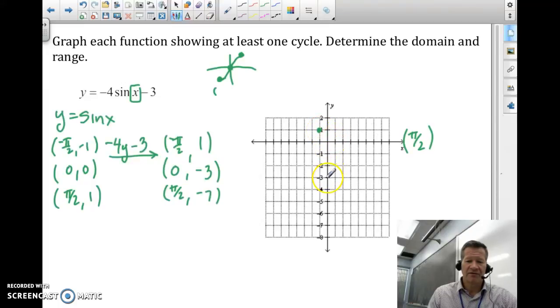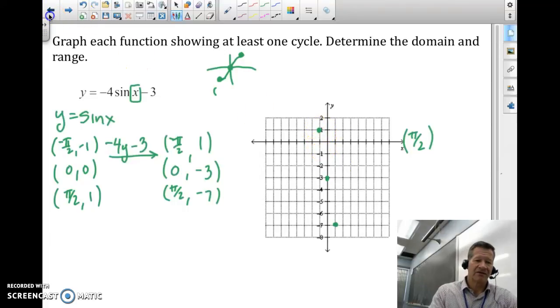0, -3 will be down there, and pi over 2, -7 will be down here. Now that's only 3 points on the graph. How am I supposed to tell what it looks like? Well, we know sine is a wavy graph. This must be a maximum, a 0, and a minimum. Well, since the scale is pi over 2, how is this?